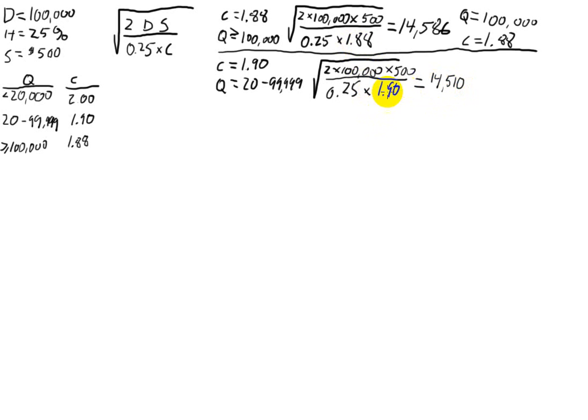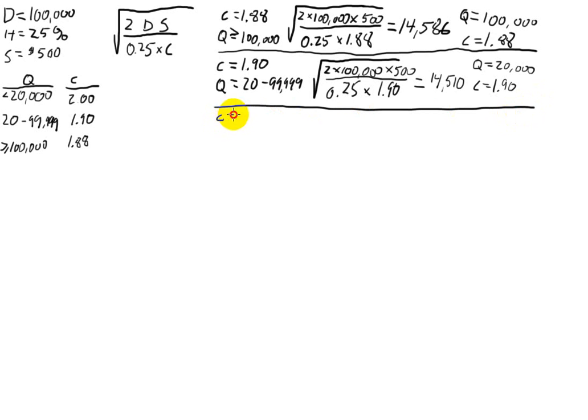Does this number fall in the range between 20 and 99,000? No, it does not. So, in a few minutes, we will look into total costs when the cost per unit is $1.90, and the order size is the smallest thing we can get away with that's going to get us in the range between 20 and 99,000. And that order size, of course, would be 20,000. So that is that one.